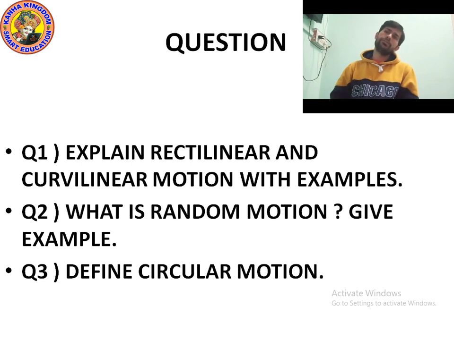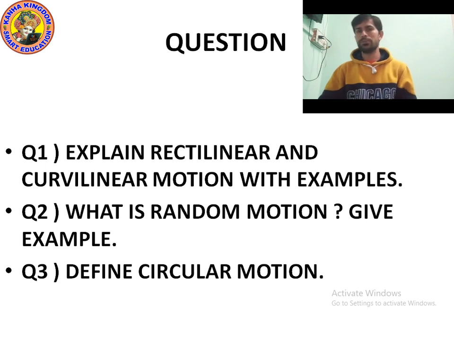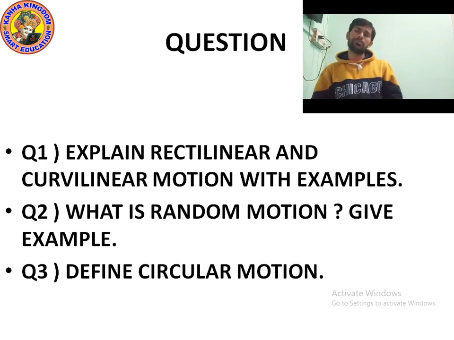What is curvilinear motion? If a body moves along a curved path, it is said to have curvilinear motion. For example, a snake has curvilinear motion. If the road is curved, then the car will also do curvilinear motion.